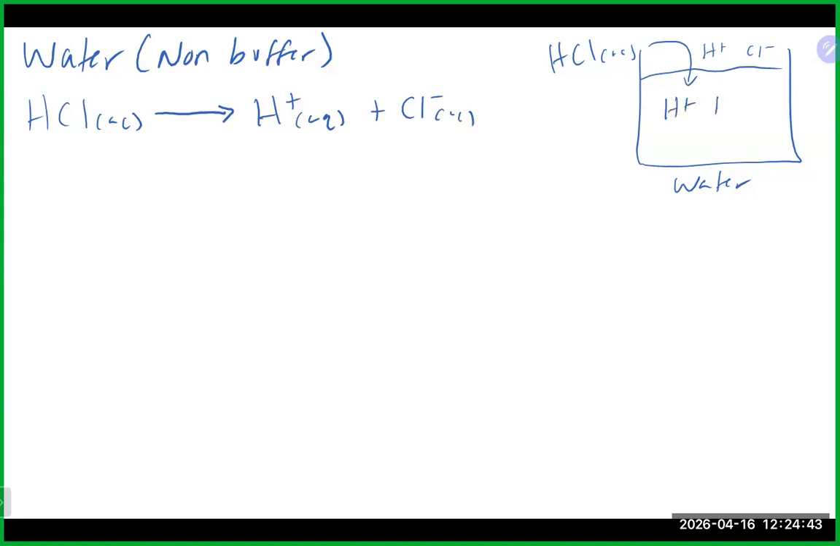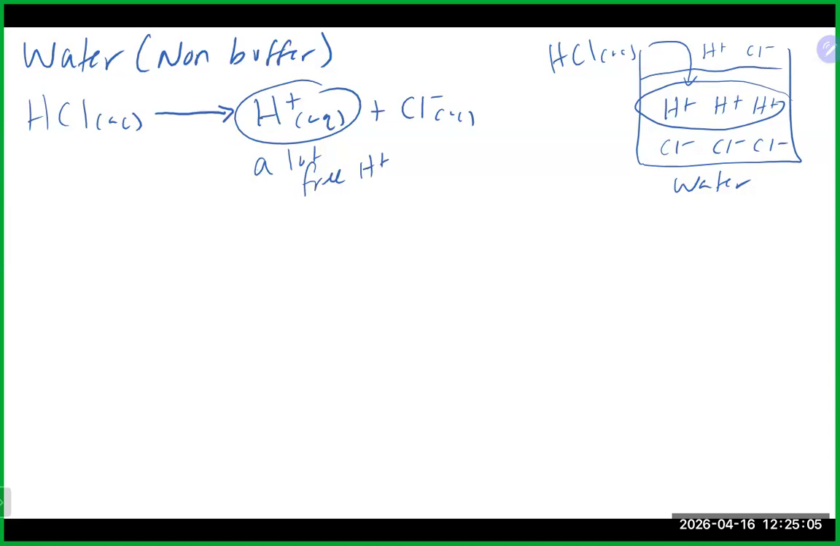So you have now just added a bunch of H pluses to this water solution. And maybe you have neutral water. You probably don't, but we'll just call it 7, right? And now your neutral water of 7 is going to drop very far because we now have a lot of free H pluses in that solution.